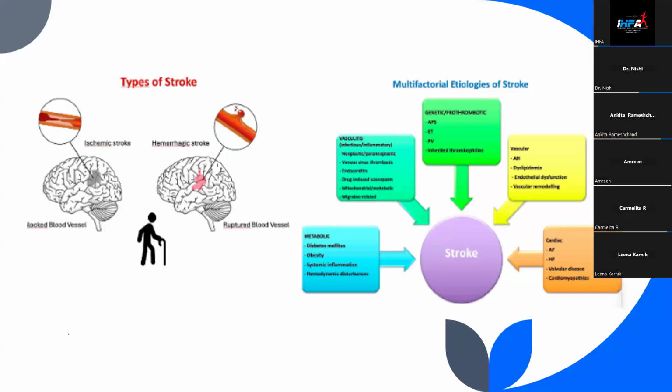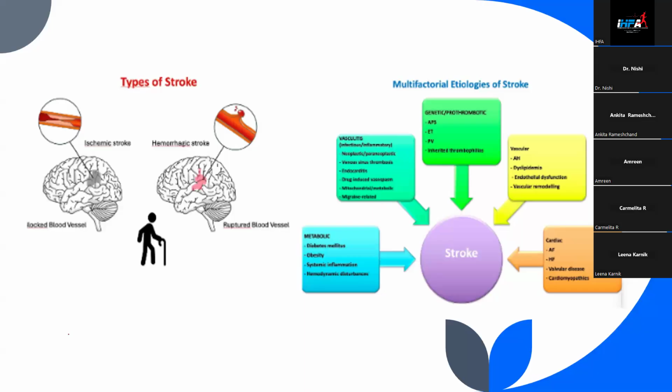Perfect. Ischemic is due to deprivation of oxygen to the brain. Exactly. So if the blood is not reaching the brain in the ischemic one, as we know, every part of our body requires oxygen to function. So if a particular area is not getting enough oxygen, that can lead to loss of function and can lead to stroke. So there are different etiological factors, or multifactorial parts of the stroke.